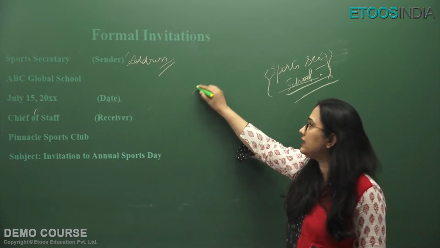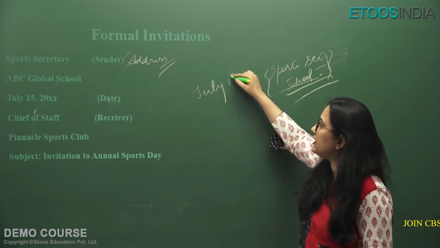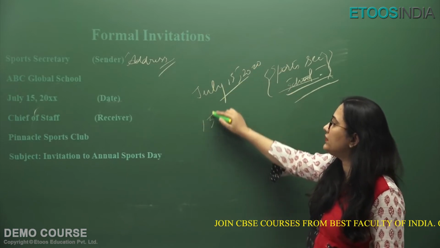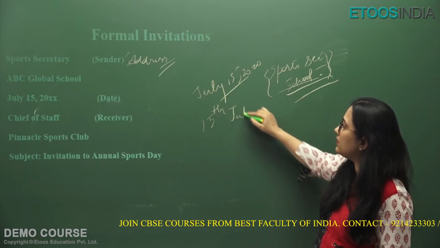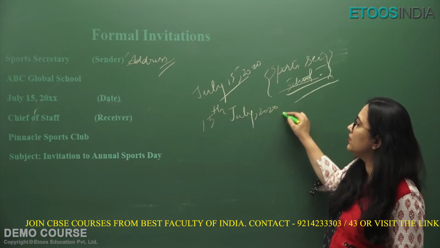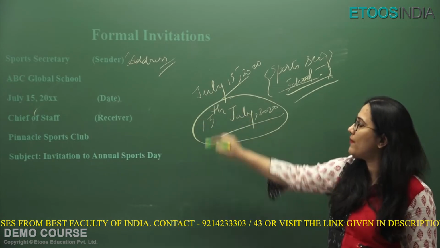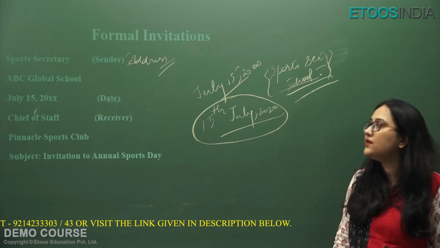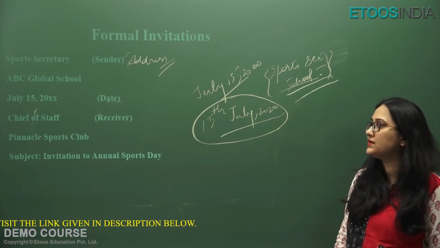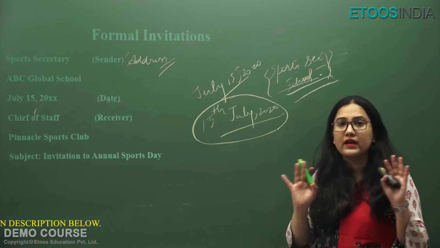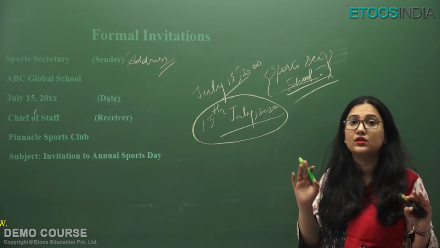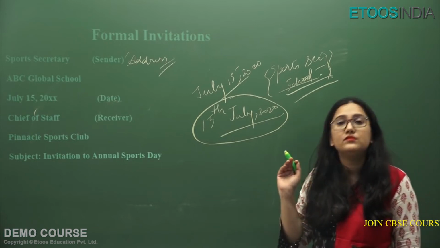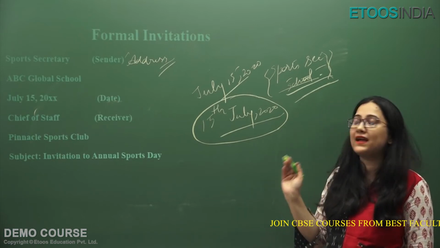You can either write July 15th, 2020, or you can write 15th July 2020. This is the more preferred format for writing the date. Then you would write the receiver's designation and address. Don't write the receiver's name, write the receiver's designation. What is the designation of Mr. Jitesh Sethi? It's given in the question. It's Chief of Staff of Pinnacle Sports Club.